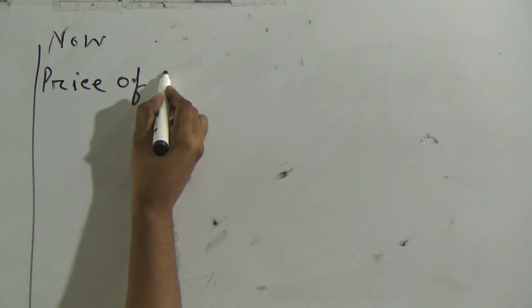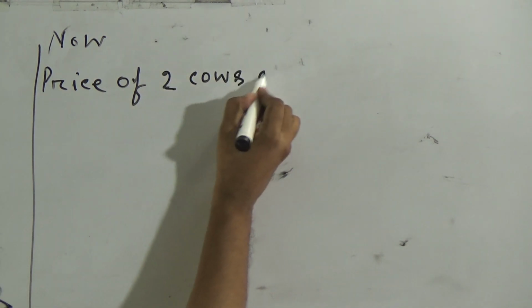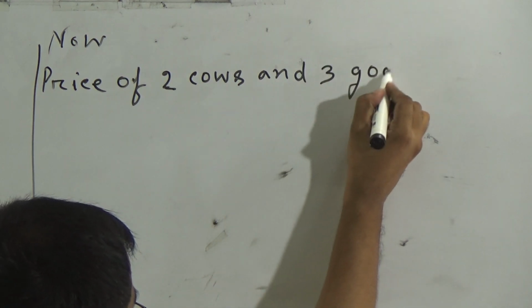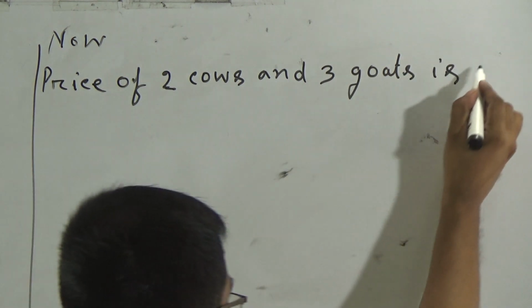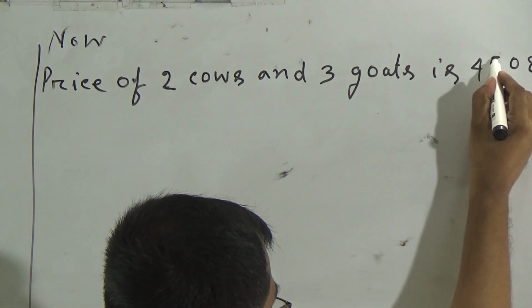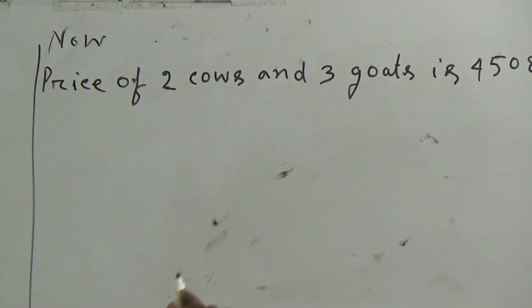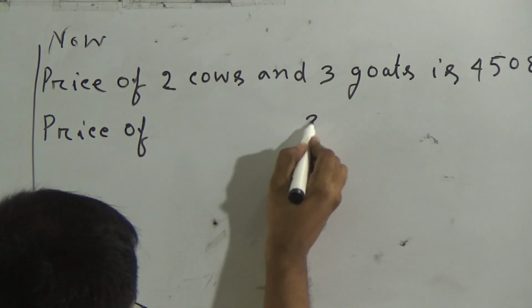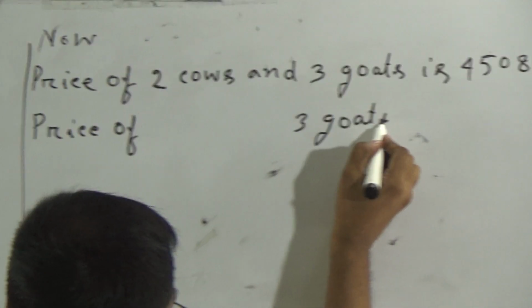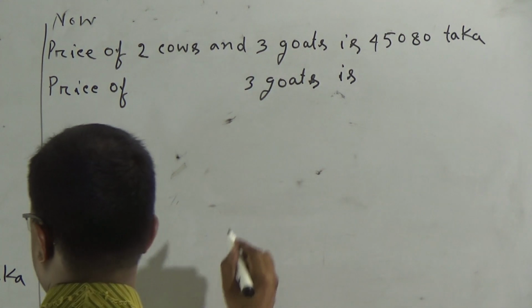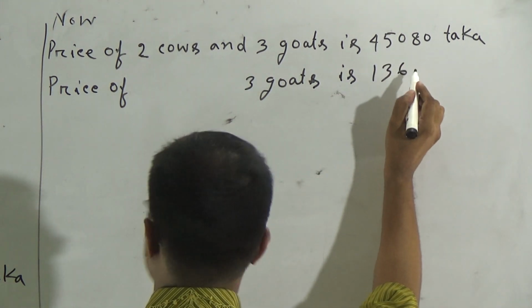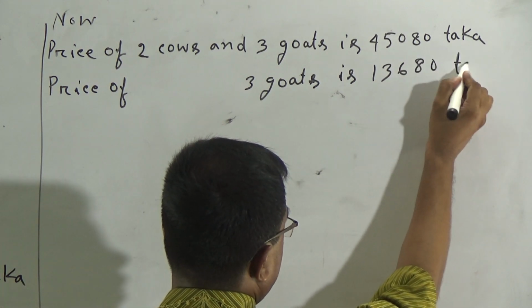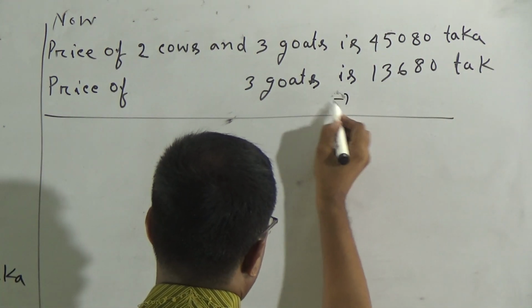Now, the price of 2 cows and 3 goats is 45,080 taka, and the price of 3 goats is 13,680 taka. If we subtract, then we will get the price of 2 cows.